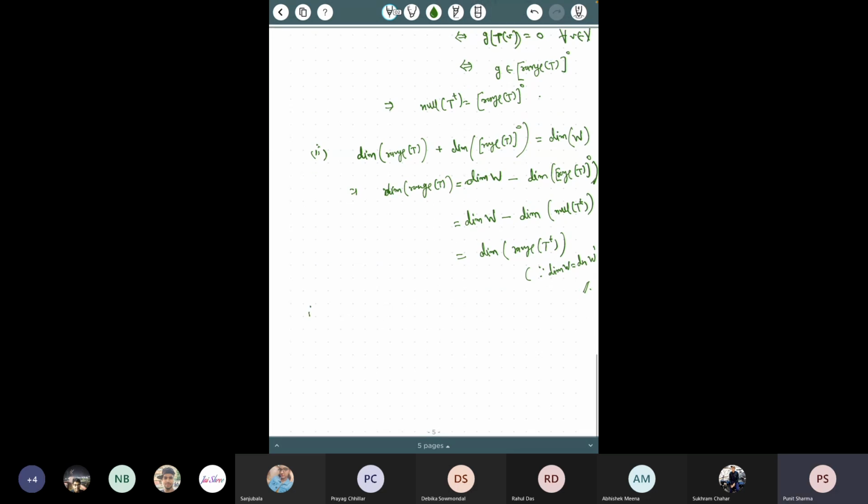Now let us prove the third one. So what is the third? Let me write here. We have to show that the range of T transpose is equal to the annihilator of the null of T. This is what we have to prove. Okay, this is our claim.